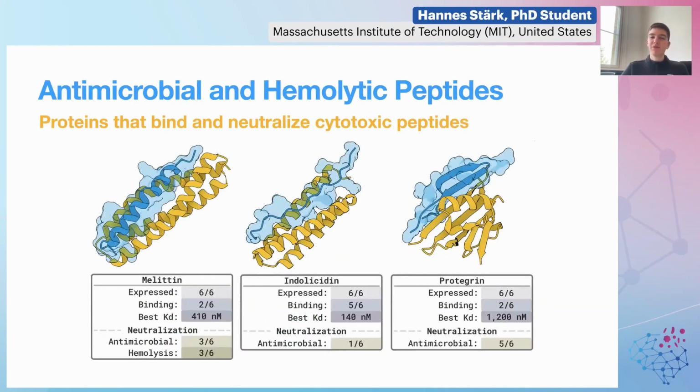And here in these experiments, we test, can we design binders to neutralize the activity of 3 antimicrobial or hemolytic peptides. And again, when just testing 6 designs in the wet lab, we obtain nanomolar binders against 2 of them. And for each of the targets, we also obtain designs that neutralize the bioactivity for the target.